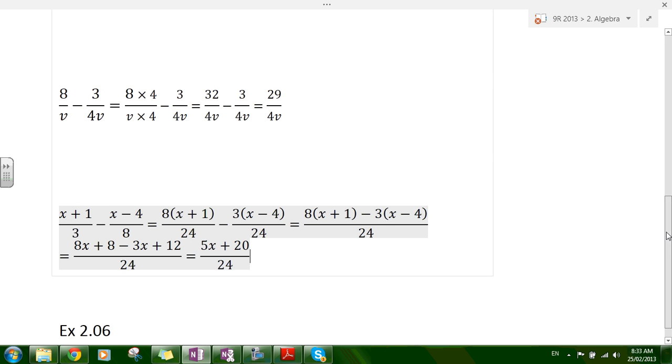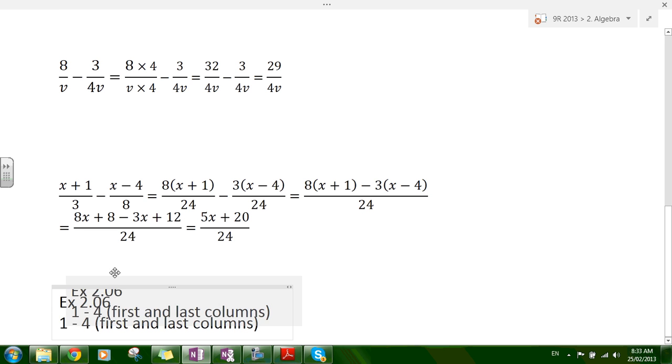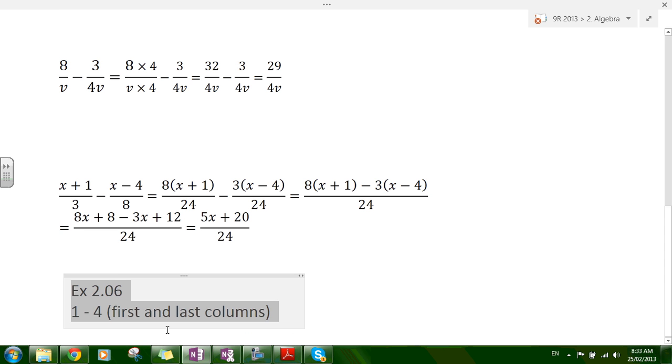For the exercise I'd like you to work on, exercise 2.06, do the first and fourth column. So first and last column. Some of them have 4 columns, others have 3 columns. Just do the first and last column of each one.